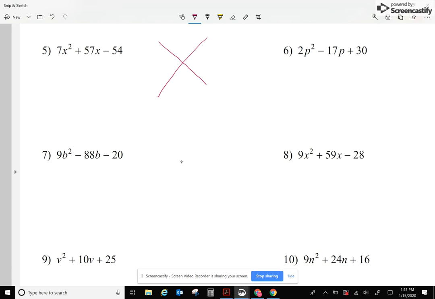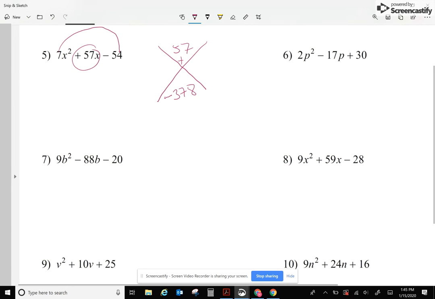I'm going to be looking for two numbers that when I add them is equal to 57, which we can see here where my 57 came from. But when I multiply my numbers, I'm looking for two numbers that multiplied equals negative 378. The way I came out with negative 378, I multiplied my first and my last numbers. They multiplied is equal to negative, so the signs are different. So I'm going to start with 1 times 378.